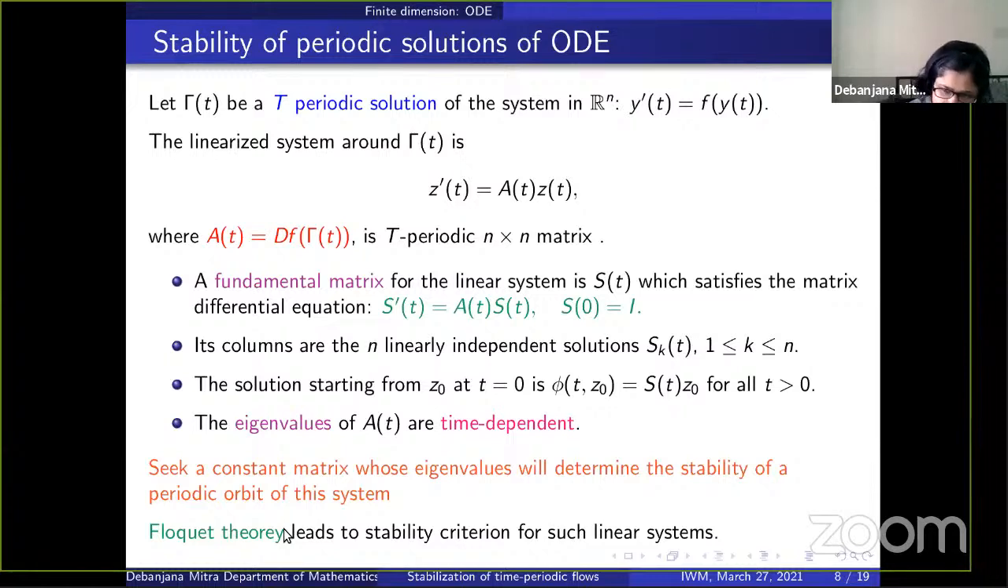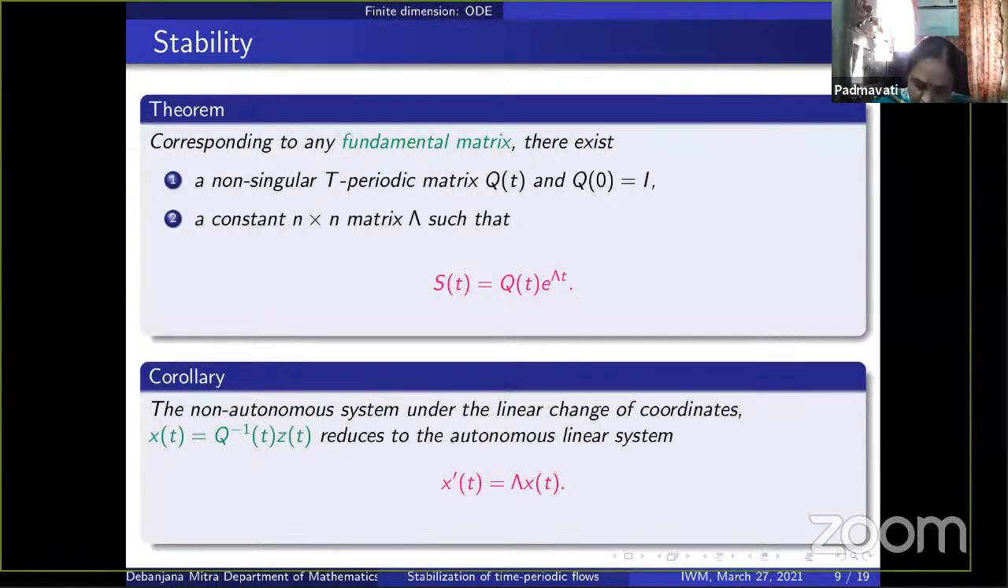Any standard ODE book, I suppose, already discusses it, but I just briefly want to mention it here. So the theorem reads as follows: corresponding to any fundamental matrix, there exists a non-singular T periodic matrix, which we will call Q(t), with Q(0) equal to the identity again, and a constant n cross n matrix denoted by lambda, such that this S(t), the fundamental matrix, can be written as Q(t) acting on e to the power lambda t.